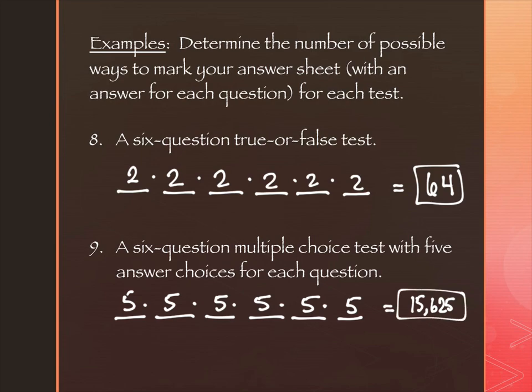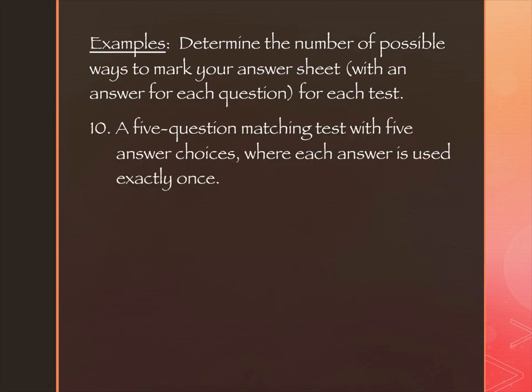There are 15,625 different ways that answer key could have been created. You have a 1 out of 15,625 chance of randomly getting the right answers. That's not good, right? That's not good. Are you with me? Yeah. Okay, let's do one more kind of test.